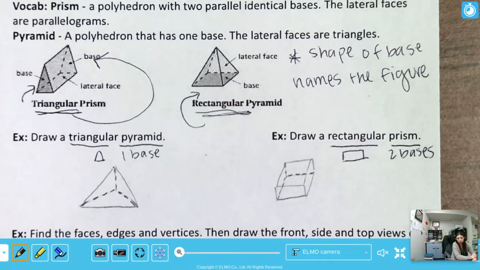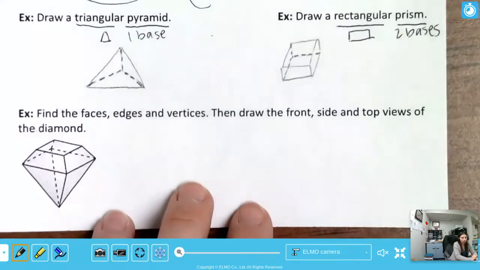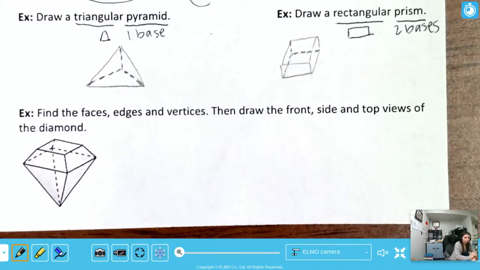So the main thing I want us to remember about this is that a prism has two bases, a pyramid has one, and its name, triangular, rectangular, whatever it may be, comes from the shape of the base or the shape of the bases. Our final example, we're going to find the faces, edges, and vertices of this diamond, and then we're going to draw the front, side, and top views of it.